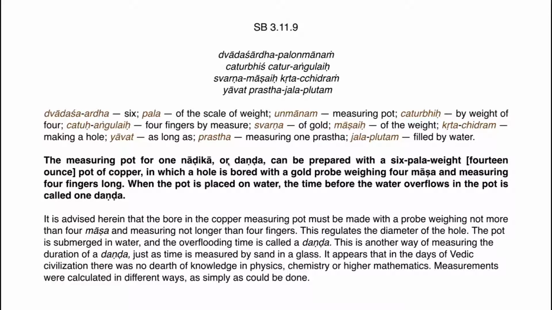Purport. It is advised herein that the bore in the copper measuring pot must be made with a probe weighing not more than 4 masa, or measuring no longer than 4 fingers. This regulates the diameter of the hole. The pot is submerged in water, and the overflooding time is called a daṇḍa.